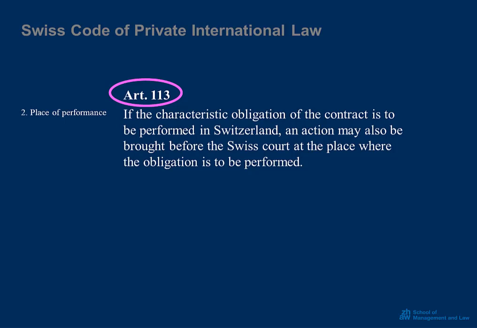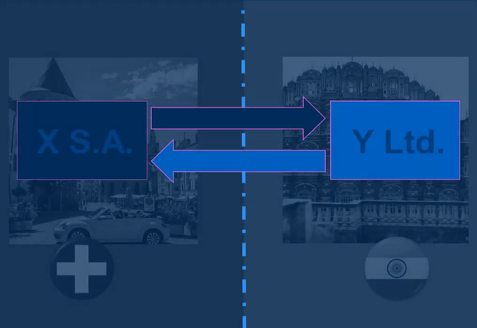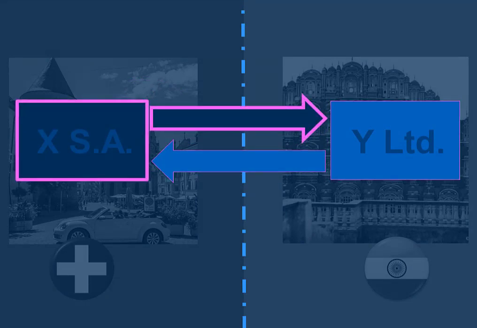According to this article, there can also be jurisdiction of the Swiss court at the place of performance. Article 113 states that if the characteristic obligation of the contract is to be performed in Switzerland, an action may also be brought before the Swiss court at the place where the obligation is to be performed. The starting point is the characteristic obligation. In our case, the characteristic obligation appears to be the obligation of XSA to deliver a machine to Y Limited.